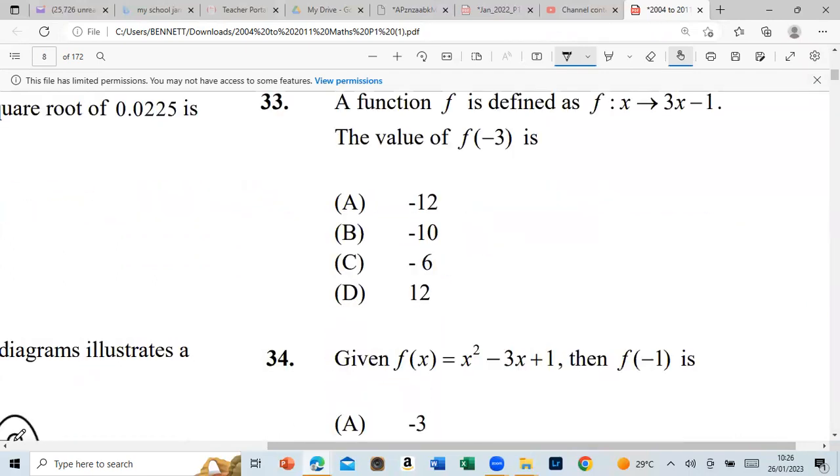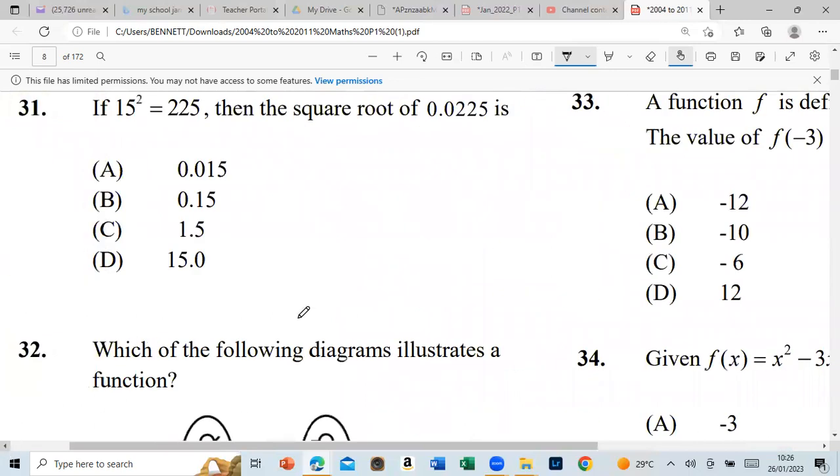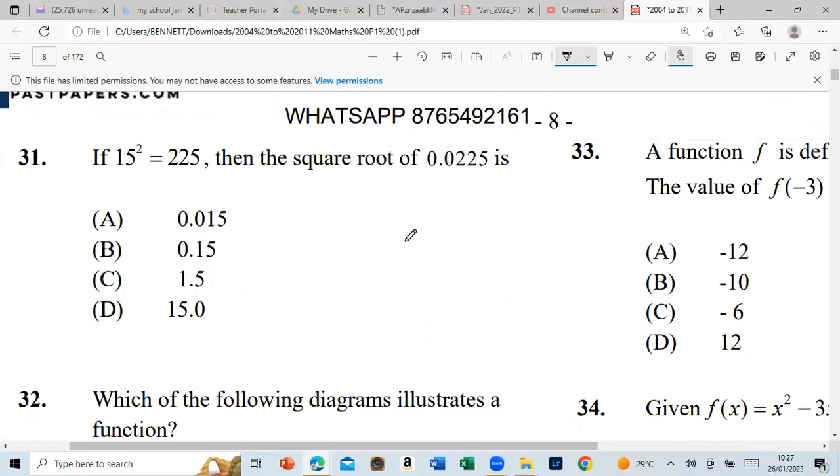Alright, so let's move on to whatever the Lord has in store for us, which is 31. If 15 squared is equal to 225, then the square root of 0.0225 is... basically, they are saying that a number multiplied by itself, right? So we have 1, 2, 3, 4 decimal places. So it must be 2 decimal places for the square root, because that's what they multiplied. 0.15 times 0.15.